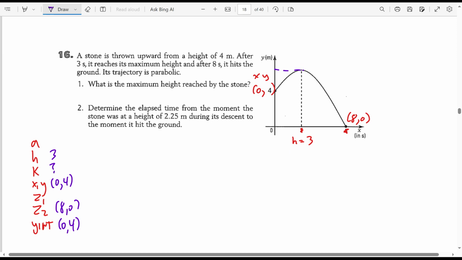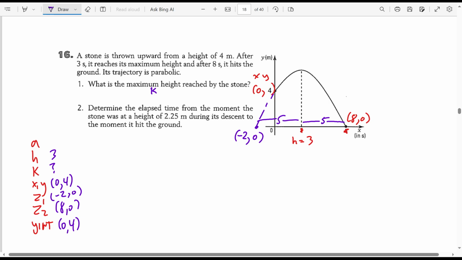No. In fact, number 1 is actually asking, what is the maximum height reached by the stone? That's asking me for the K of this question. So I can't find K, which means there must be a way for me to find the second zero. And Alex, you sniffed this one out yesterday. The distance between H and that second zero is 5. That means this distance also has to be 5. So you can use logic and reasoning to identify that the first zero would be -2 and 0.